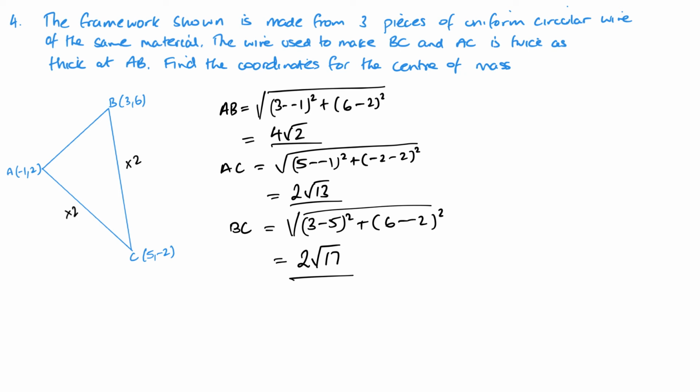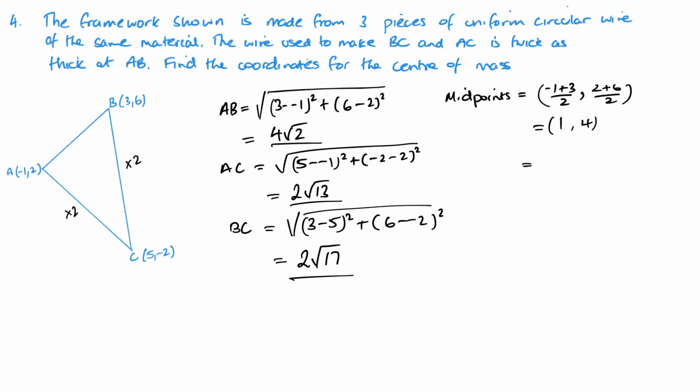Let's look at the midpoints of each of these lines. So the midpoint of AB is going to be, again, adding them up: minus 1 plus 3 over 2 and 2 plus 6 over 2, which is going to be 1, 4.